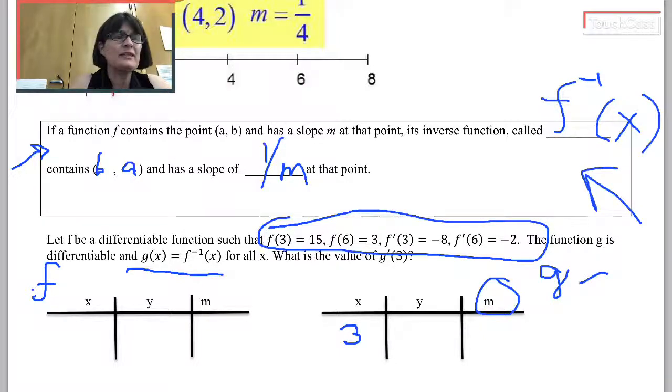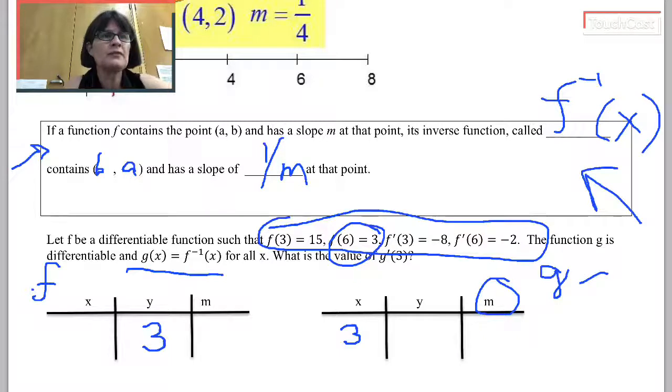So the first thing I notice is that if I want to find out g prime of 3, then the corresponding point on the f function, if 3 comma something is on the g function, then it must have been something comma 3 on the f function. So whatever the x is for the g function that I care about, it's going to be the y of the f function. So now I can fill in that x. What is the input to the f function that makes the output 3? Well, that's this one. f of 6 is 3.